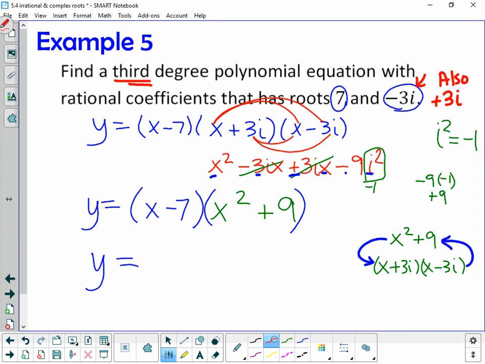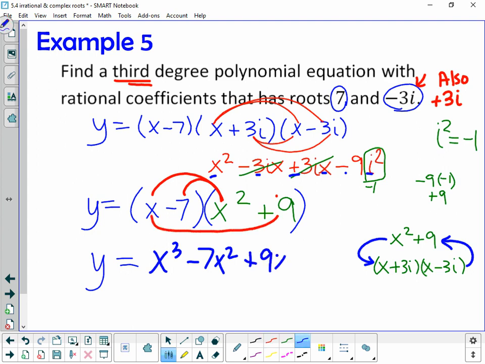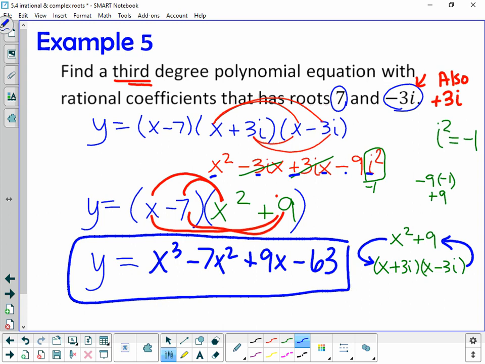And when we do that, we get x to the third power. We get a negative 7x squared. We get a positive 9x. And that last term would be a negative 63. So here's our function in standard form.